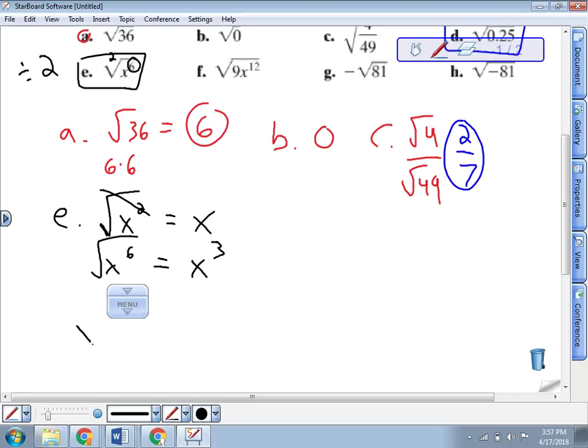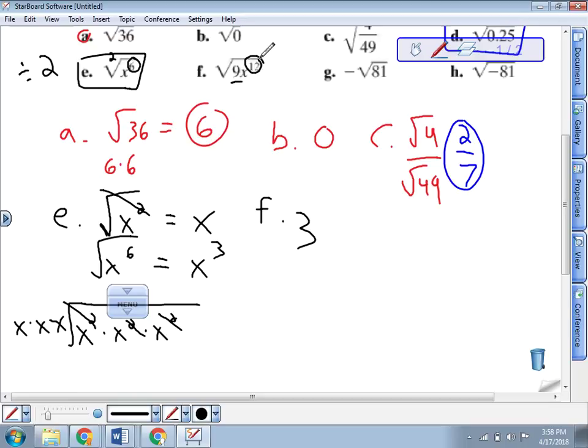Again, x to the 6th is really x squared times x squared times x squared. So for every 2, I can take 2 out. 1, 2, 3. That's how I get x to the 3rd, because that would be x times x times x. That'll be important. Now F, 9x to the 12th. Look at the 9 first. The square root of 9 is just 3. And then x to the 12th, I divide by 2, that's going to be x to the 6th.